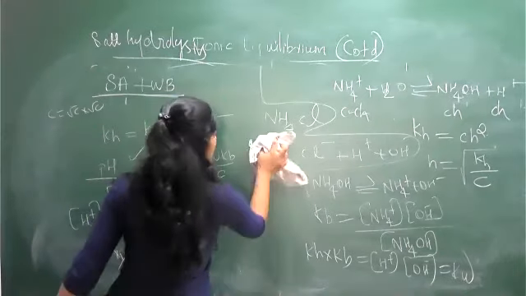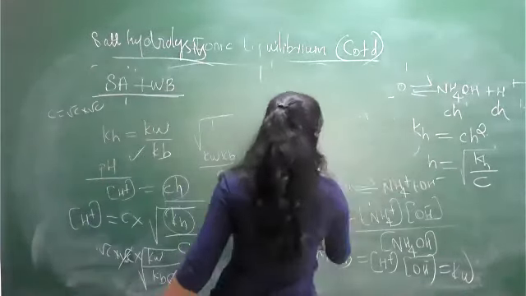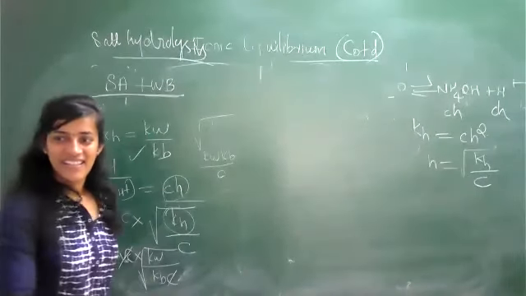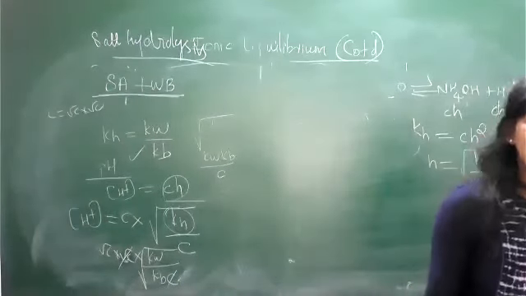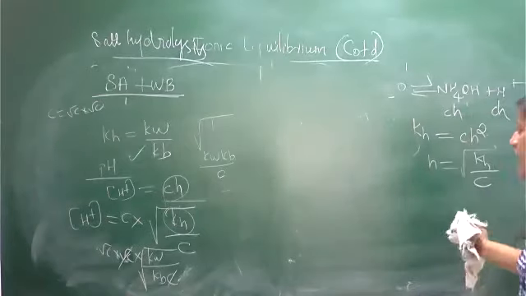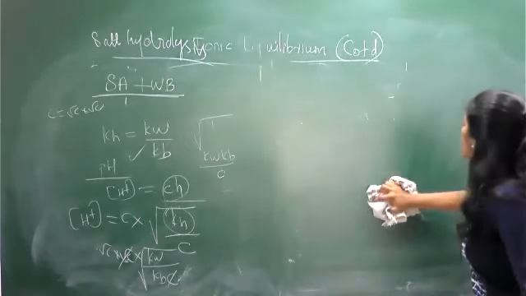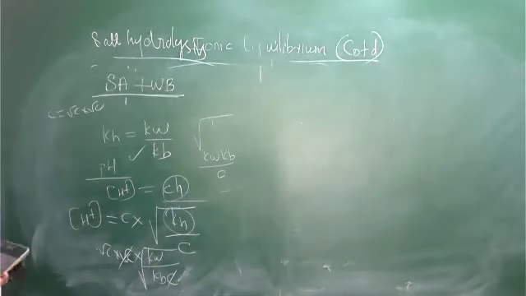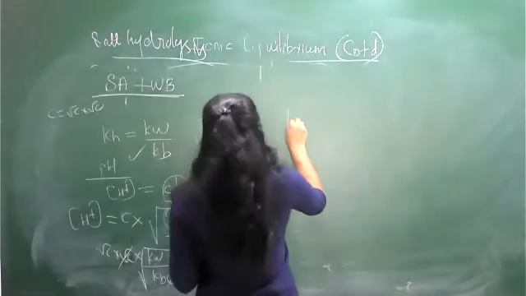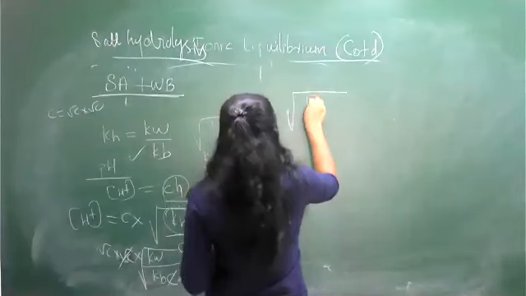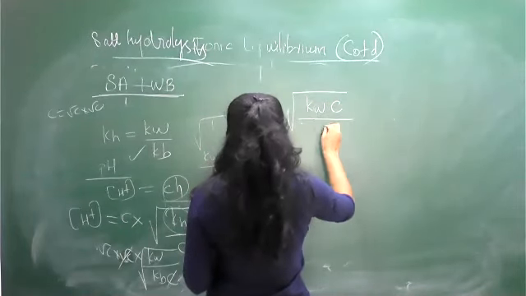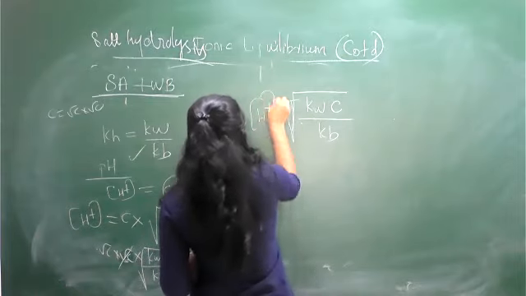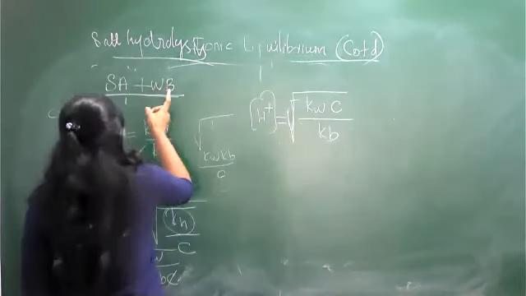Yeah. Final result becomes... we can't substitute directly, man, because in that case it is OH-, in this case H+. So that's why I am suggesting you the derivation. So in the final, what happened? Root of Kh... Okay. This is the H+ ion concentration of strong acid, weak base.